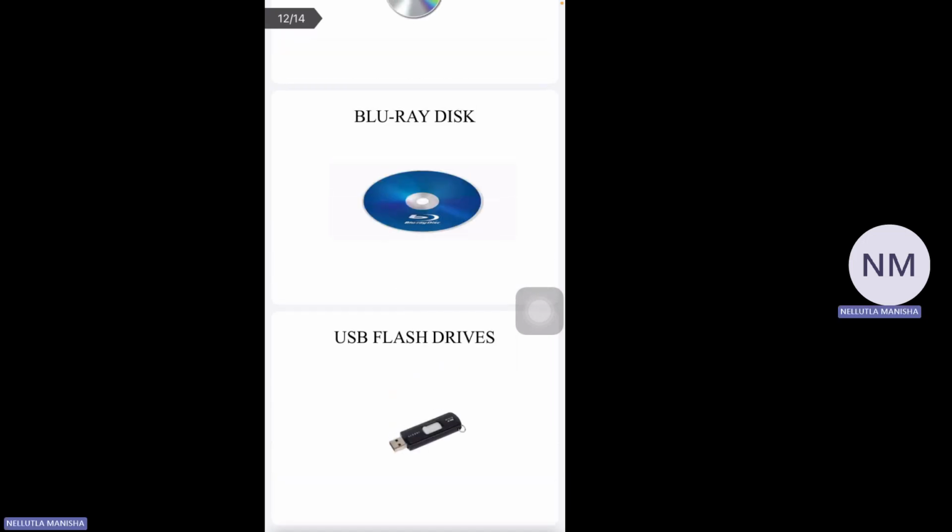And our last storage device is the USB flash drive. USB stands for Universal Serial Bus, or simply a pen drive. These are removable, rewritable, and physically much smaller devices weighing less than 30 grams. The storage capacity of USB flash drives is from 8 GB to 1 terabyte.